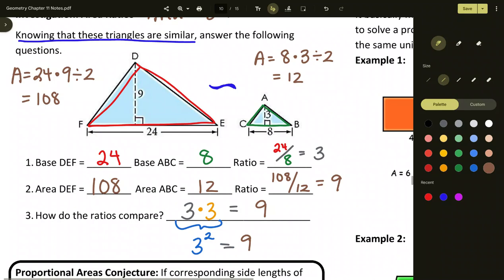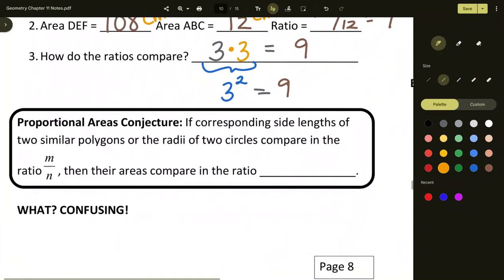Interesting, because when I think about area, it is units squared. So if I'm thinking about the units on these base lengths, maybe they were in centimeters. I could say 24 centimeters compared to 8 centimeters. But when I'm comparing areas, it would be centimeters squared. So if I want to compare the base ratios to the area ratios, they're not equivalent until I create the same type of units, centimeters to centimeters squared.